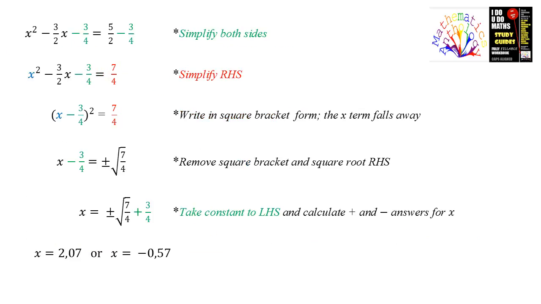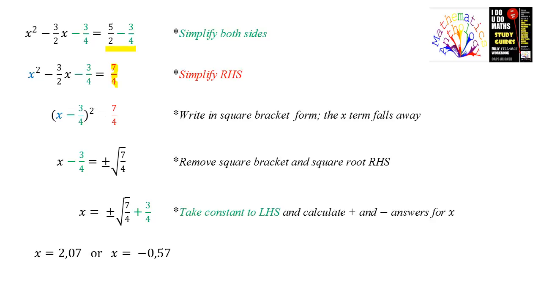The next step is to simplify both sides. So if we simplify, you're going to have x squared minus 3 over 2x minus 3 over 4 is equal to 5 over 2 minus 3 over 4. We just simplified each of the brackets on the right hand side and left hand side. So let's simplify the right hand side now. 5 over 2 minus 3 over 4 becomes 7 over 4.